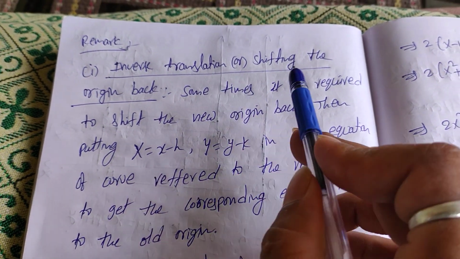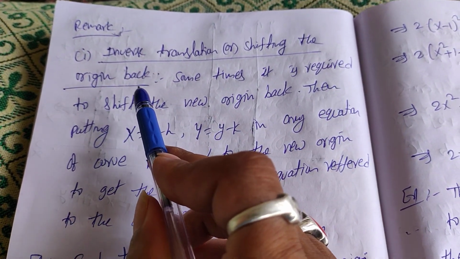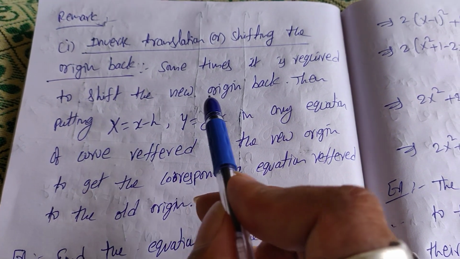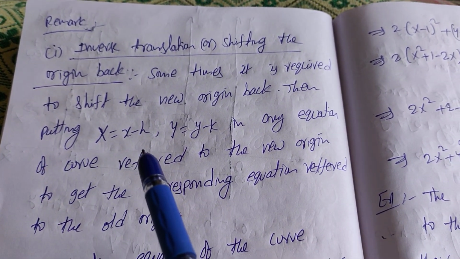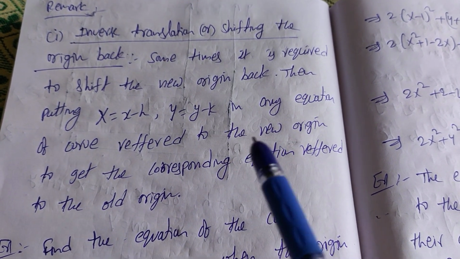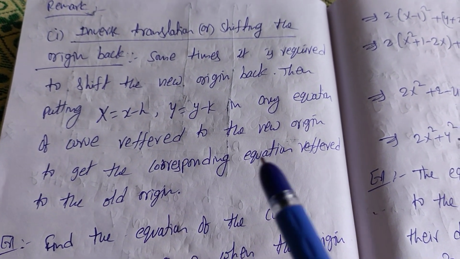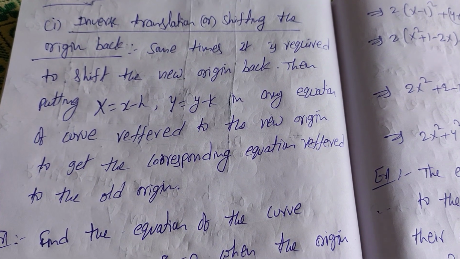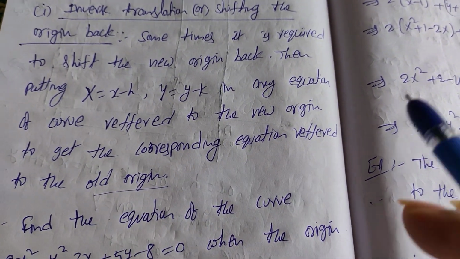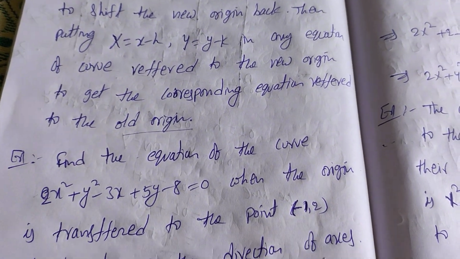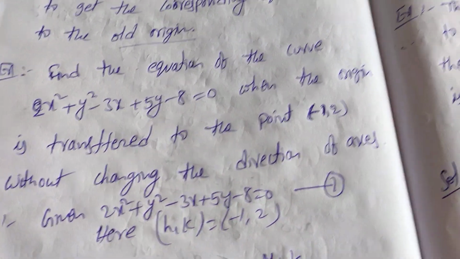Inverse translation, or shifting the origin back. Sometimes it is required to shift the new origin back. Then put capital X is equal to x minus h, capital Y is equal to y minus k in any equation of a curve referred to the new origin, to get the corresponding equation referred to the old origin. So same as what I explained before. Okay, next. Based on this, you take some examples.